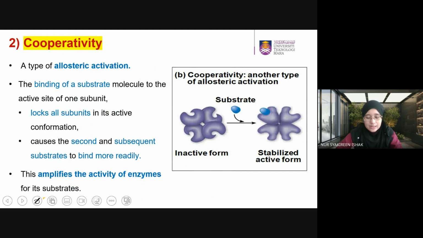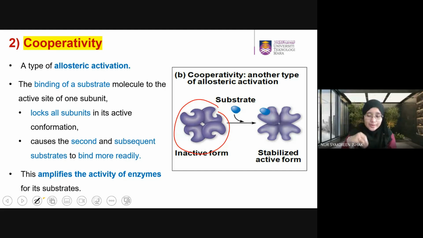Okay, so next, the second type of regulating enzyme activity is through the mechanism or process we call cooperativity. Again, it involves allosteric enzymes, enzymes that have several subunits. Given here, it has 4 subunits. So we know that for the allosteric enzyme, it is in a condition that it is not stabilized. It keeps on changing shape. Active to inactive, active to inactive.